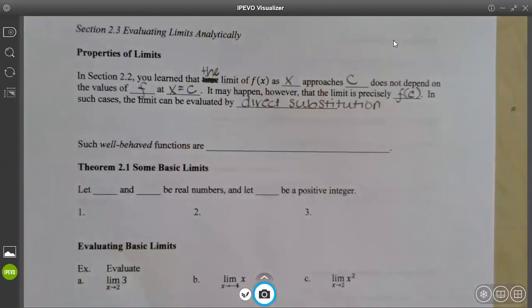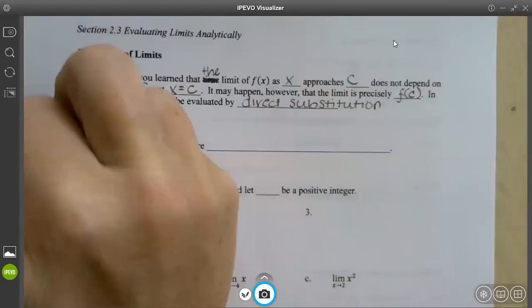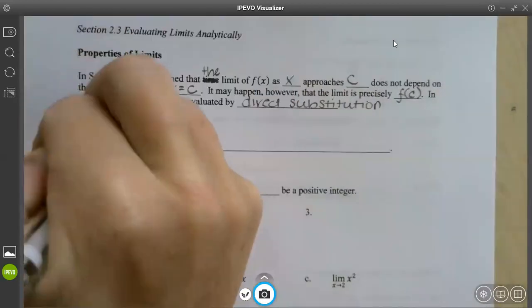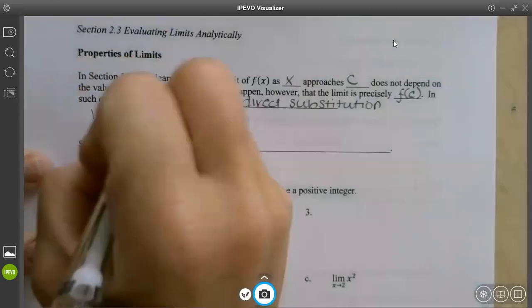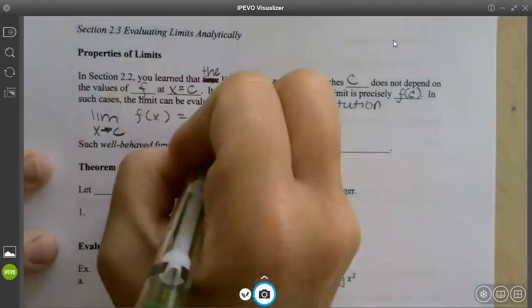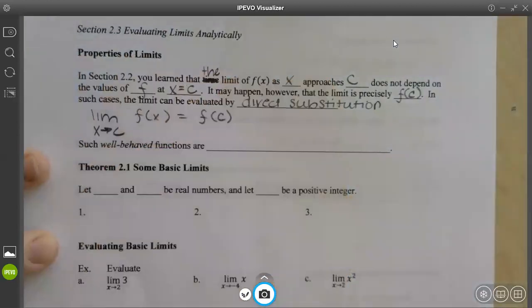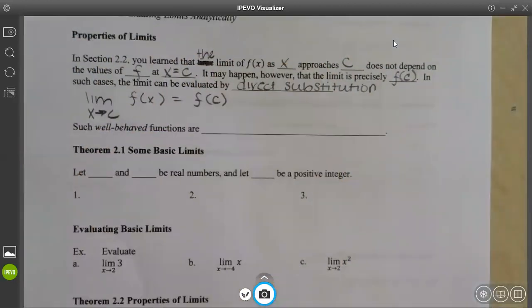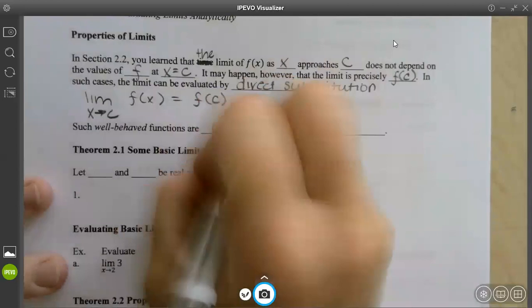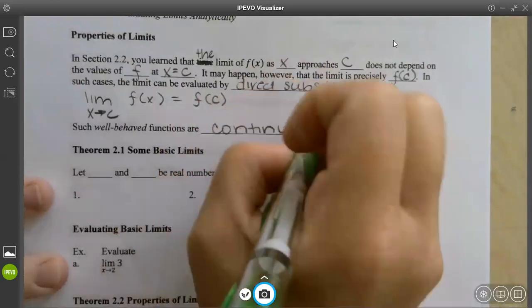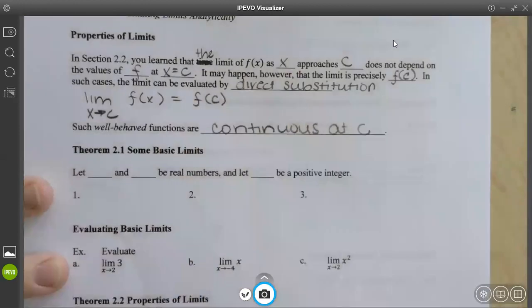So sometimes whatever c was actually what our value was. Okay, so that's all it's saying. There are times that you can do direct substitution, which means you can take that c and plug it in for x, and you can get your limit. All right, so again, the limit as x approaches c of f of x could be f of c. Those functions are called well-behaved functions because they are continuous at c.